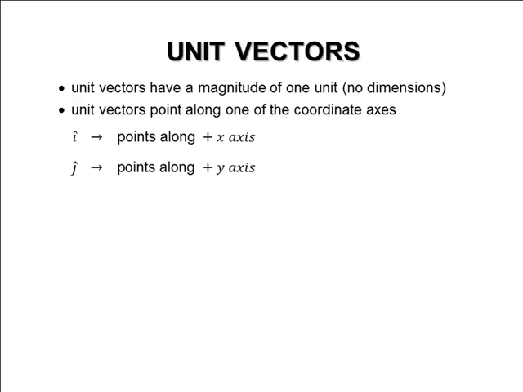The unit vector that points along the positive y-axis is known as j hat. And although we won't be doing too many things in 3 dimensions, if you do need to use a 3rd dimension, k hat is the name for the unit vector that points along the positive z-axis. So I hat, j hat, and k hat are vectors that basically represent directions and directions only. They have no dimensions and they're literally only 1 unit long.